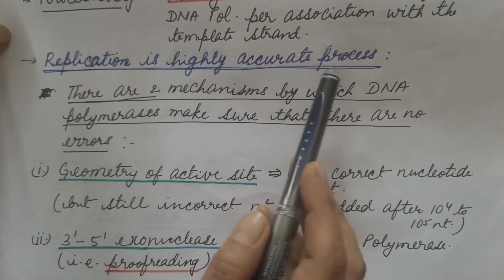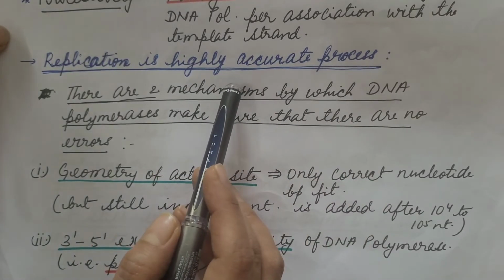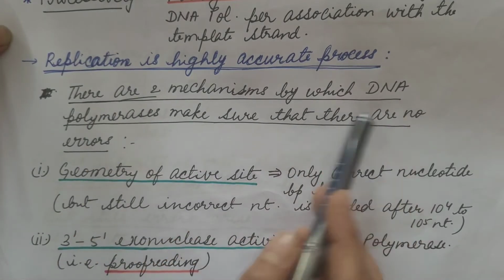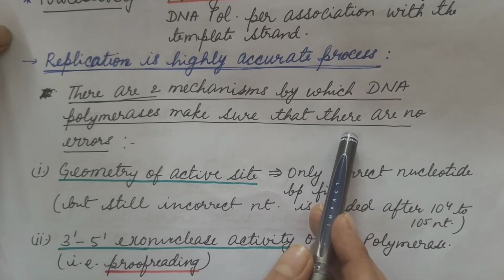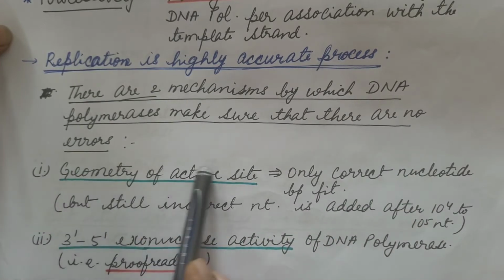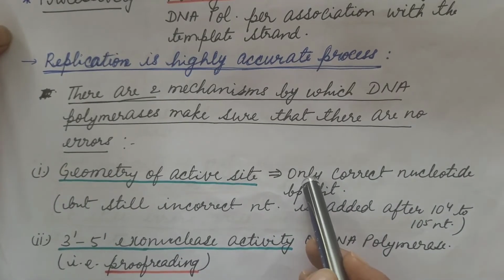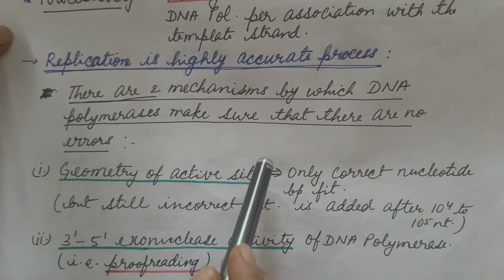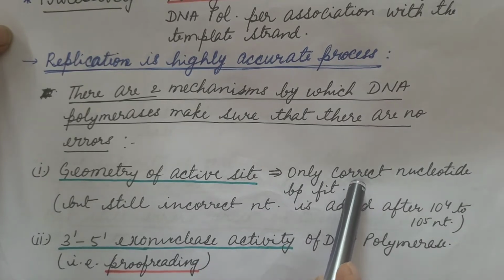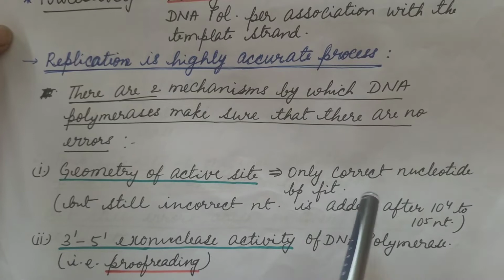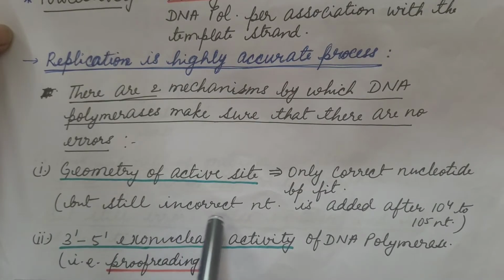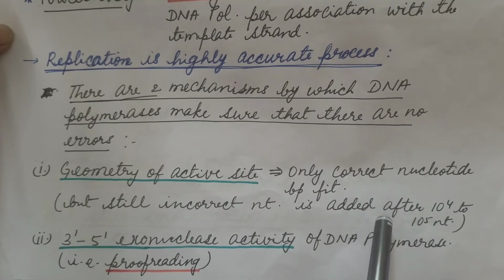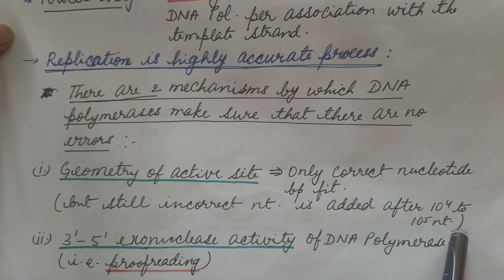Replication is a highly accurate process, and if there is a change in a single nucleotide, it leads to mutation. There are two mechanisms by which DNA polymerases make sure that there are no errors. First is the geometry of the active site. Only the correct nucleotide base pair fits. So the geometry of the active site of DNA polymerase is such that it allows only the correct nucleotide base pair to fit. But still, an incorrect nucleotide is added, though it is rare. It is added after 10 power 4 to 10 power 5 nucleotides.